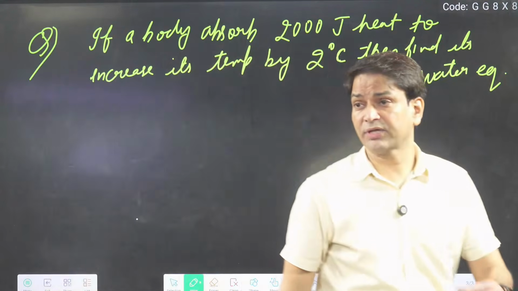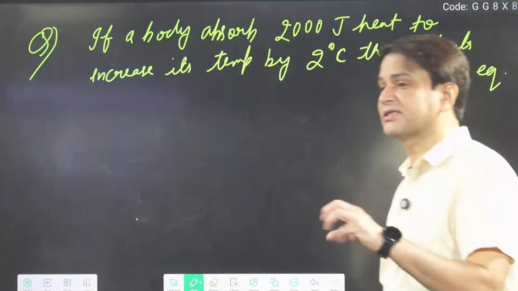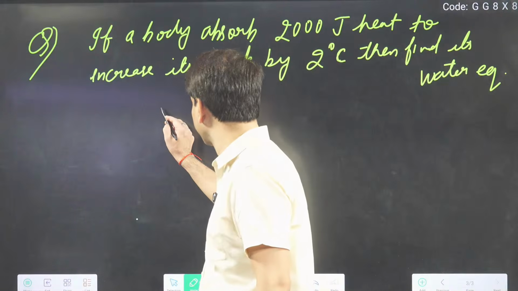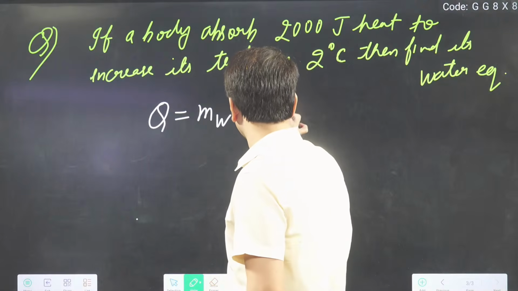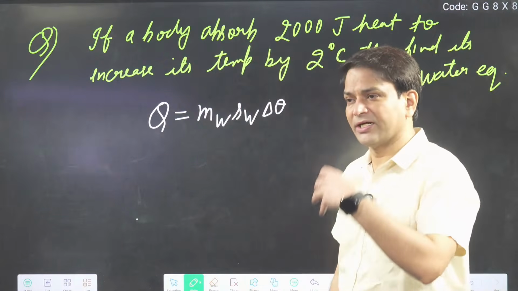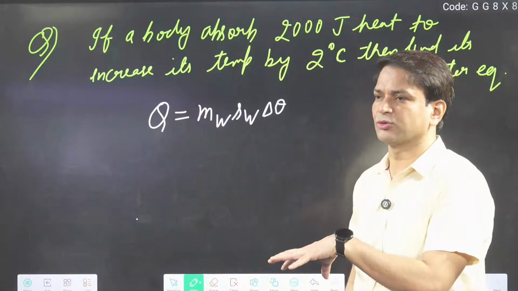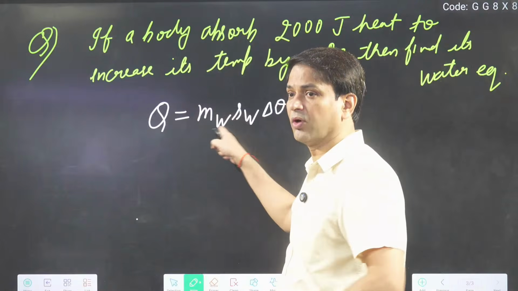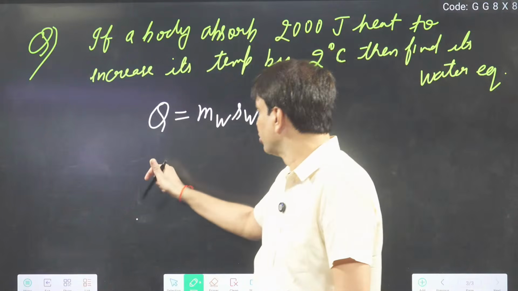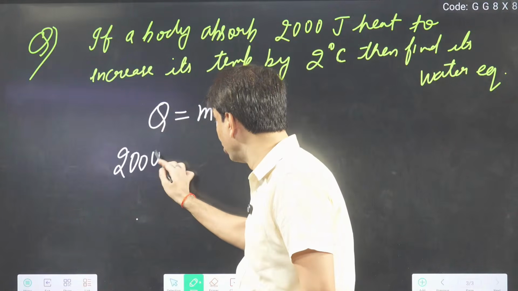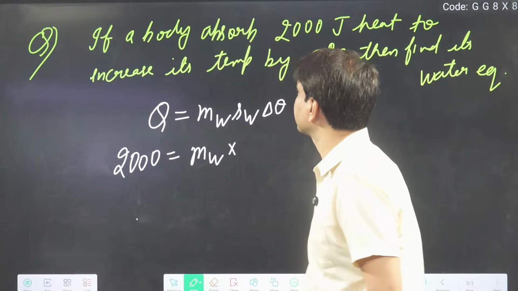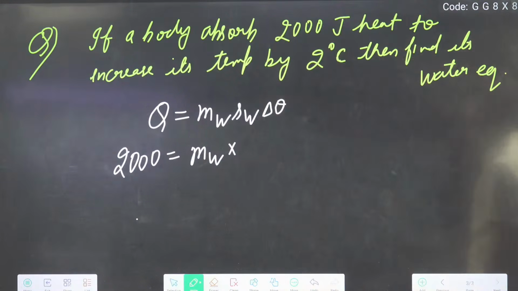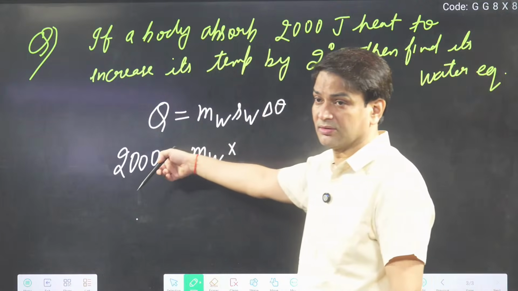So here I gave the heat and temperature change and I'm asking the water equivalent. Which relation will we use? Q is equal to MW SW delta theta. How much heat the body absorbs, the same water equivalent absorbs, so I can write the heat absorbed by water. Q I gave is 2000 joule. MW I want to find.